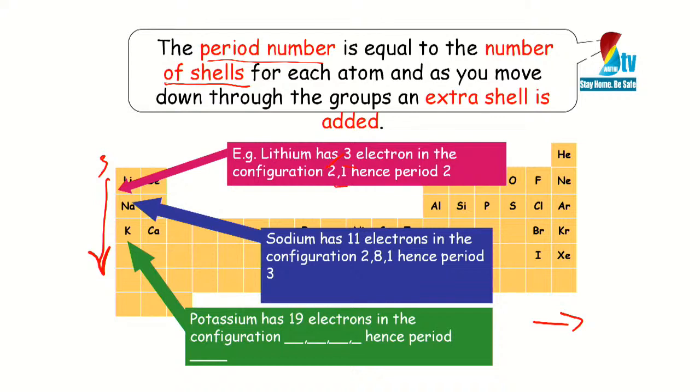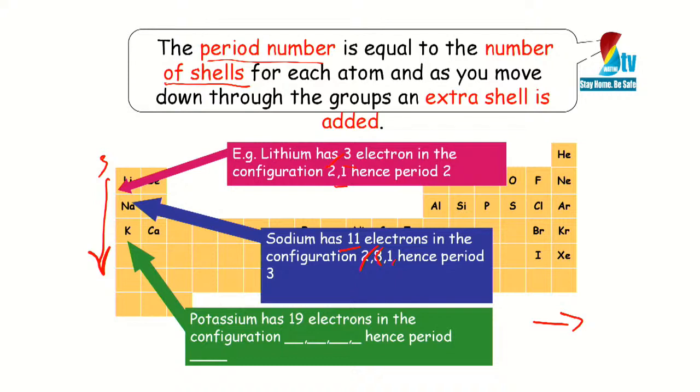For sodium, we have 11. 2 will be placed in the first shell, 8 will be placed in the second, and the third one will be placed in the last. Remember, the last shell is referred to as the valency shell. Hence, the electrons that are found there are also called the valency electrons.